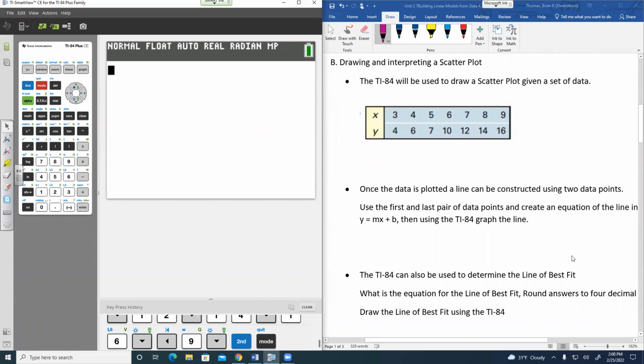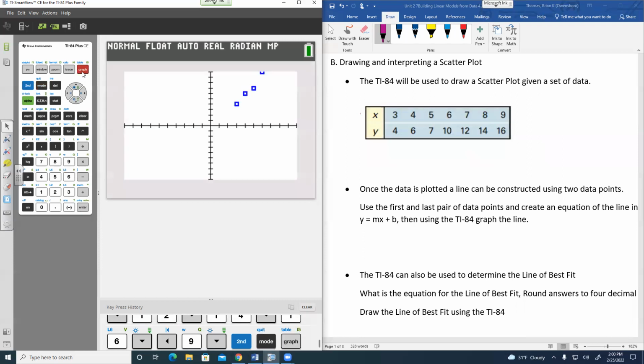So once the data is plotted, we can see here. Let's see what else we have here. So once the data is plotted, a line can be constructed using 2 data points. So let's actually look at the graph. So if I hit the graph button up here, notice that I really don't see much of the graph.